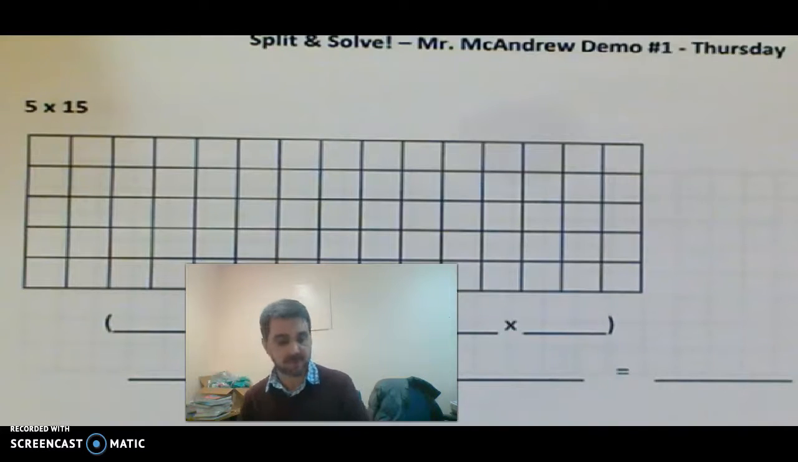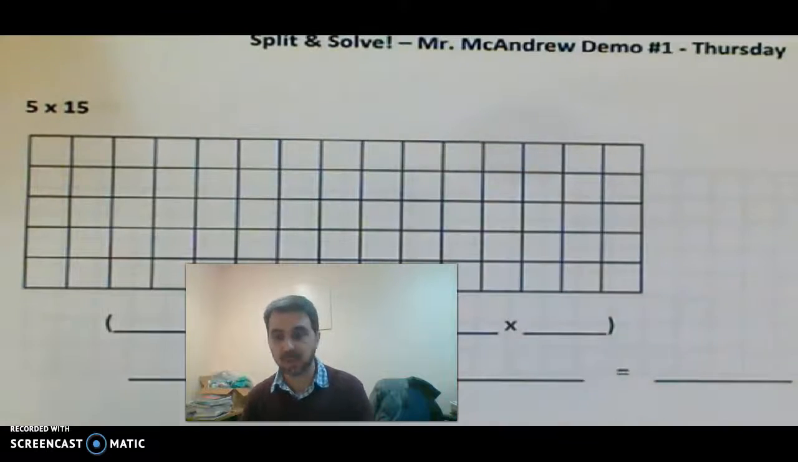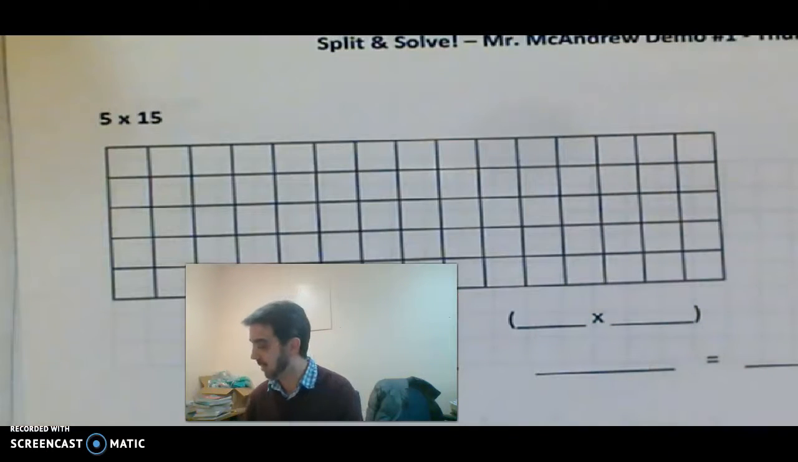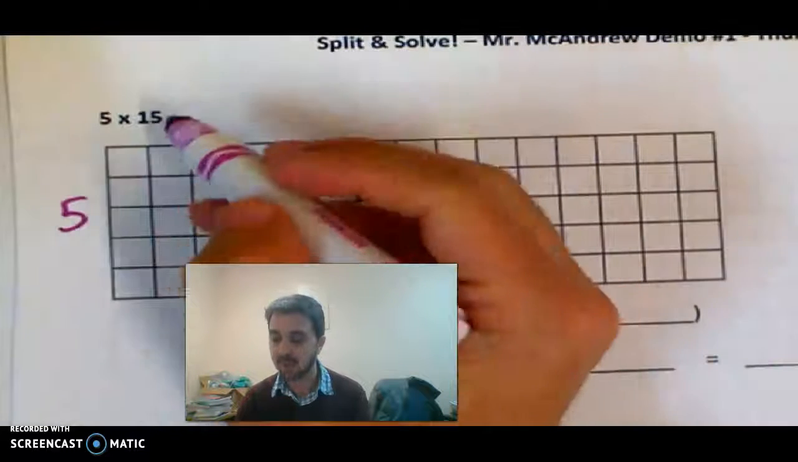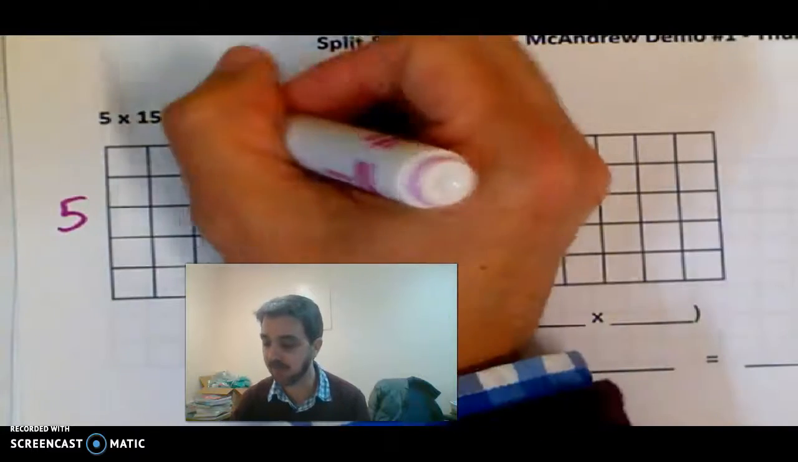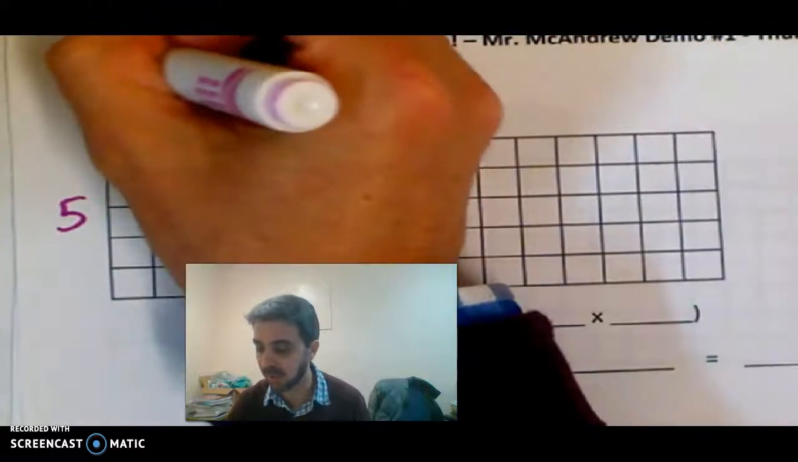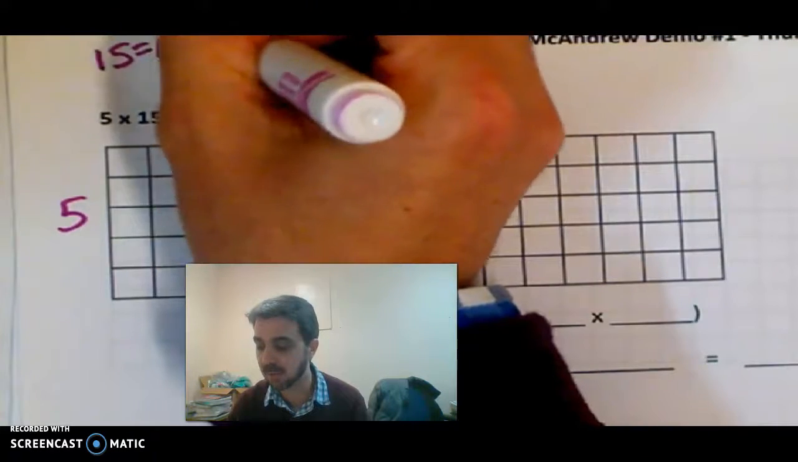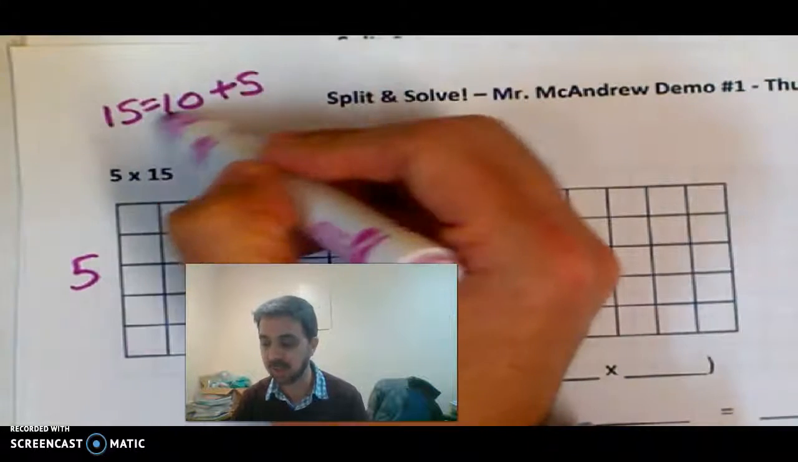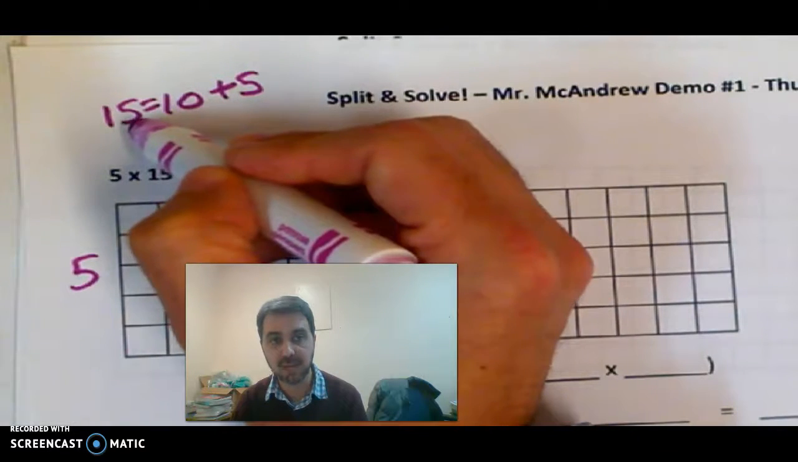When you have 15, we're going to break it. So here we have, let's use a different color. Here we have 5. Okay, up here we have 15. Expanded notation for 15 would be 15 equals 10 plus 5. It's the value of the tens place, which is 10, plus the value of the ones place.